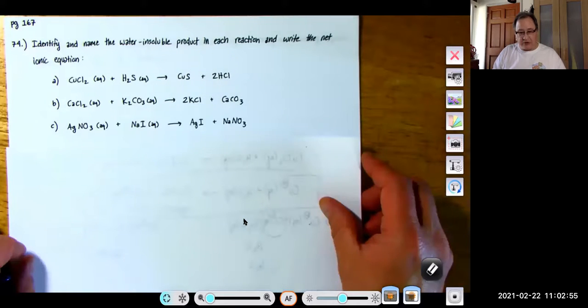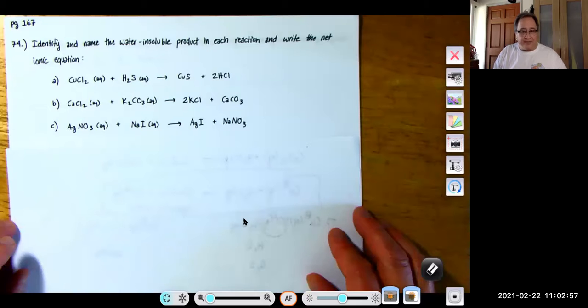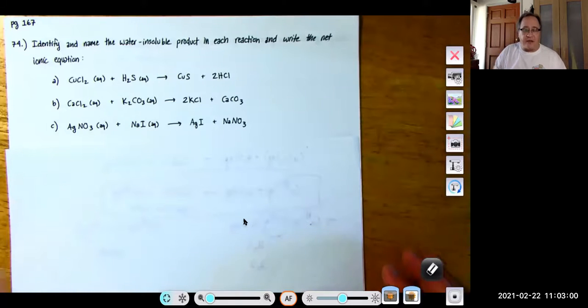C. So I'm going to let you work on C. When you're done with C, give me a thumbs up and then I'll show you my answer. I'll also show you how I get to my answer.